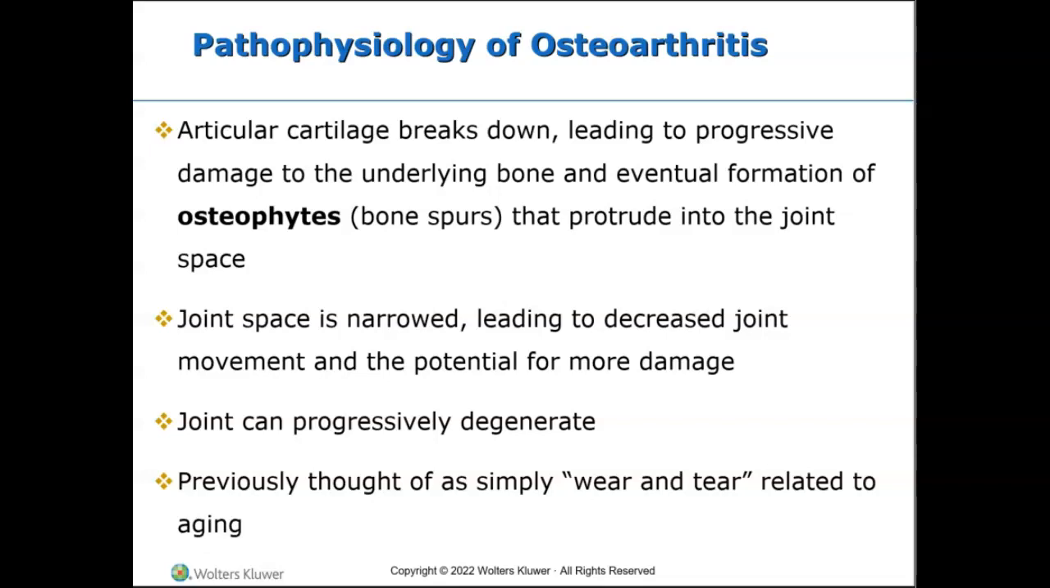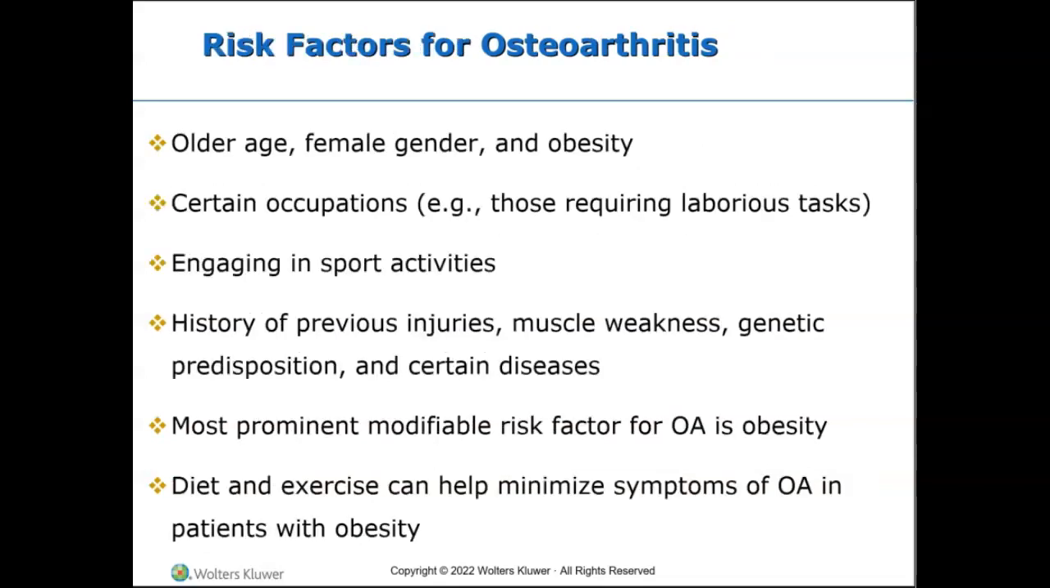So again, the cartilage breaks down, leading to progressive damage of underlying bone, and then patients will develop bone spurs or osteophytes that protrude into the joint space and actually cause pain, right? Because the joint space is narrowed, you have that decreased joint movement, and then of course more potential for more damage to occur, and it just gets progressively worse and degenerates over time, right? And that's why we refer to it as wear and tear because of aging, basically.